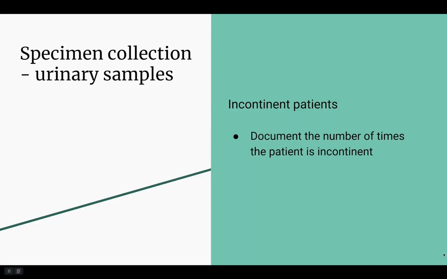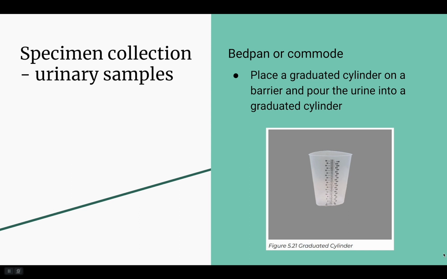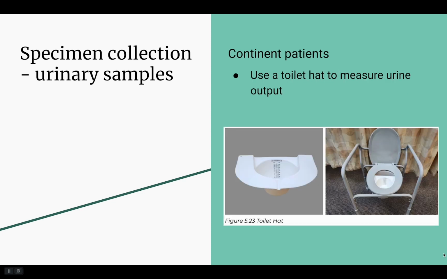If a resident is regularly incontinent and uses a brief or disposable pad for elimination, the nursing assistant should document the number of times the resident is incontinent rather than recording the amount. If the resident uses a commode or bedpan, place a graduated cylinder on a barrier, carefully pour the urine into the graduated cylinder, and observe and document the characteristics. See the image of a graduated cylinder. For a continent resident, use a toilet hat to measure urine output.